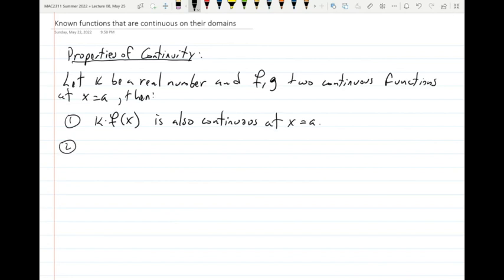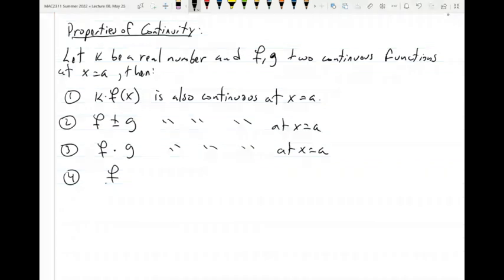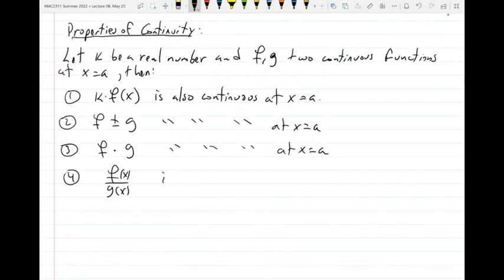at x equal a, and similarly, the sum or the difference of the functions are continuous at x equal a. So sum of continuous is continuous, difference of continuous functions is continuous. If you multiply two continuous functions, you get a continuous function, okay? And similarly with the quotient, the only difference is that you have to make sure that the bottom is different than 0, of course. So this is continuous at x equals a as long as g of a is different than 0.